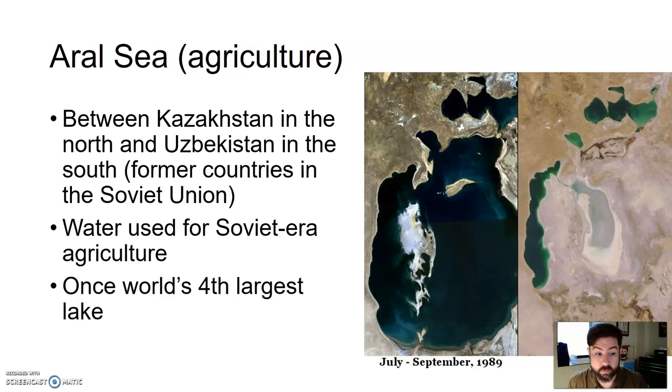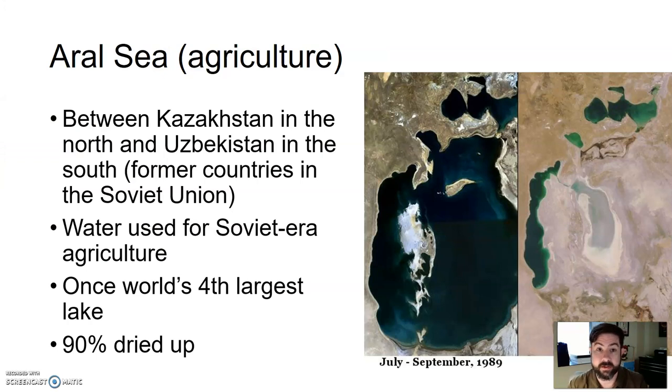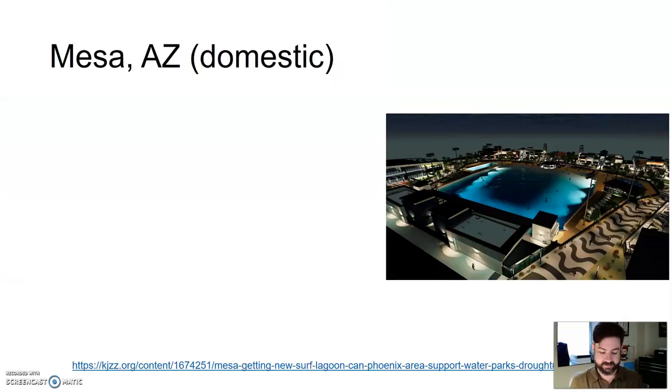This was once the world's fourth largest freshwater lake. 90% of it is now dried up because it was diverted to grow crops for Soviet Union area countries. That one's not coming back. You can find just large ships out in the middle of what was the Aral Sea, now a desert. Just large ships that were once coasting around the fourth largest lake. No more.